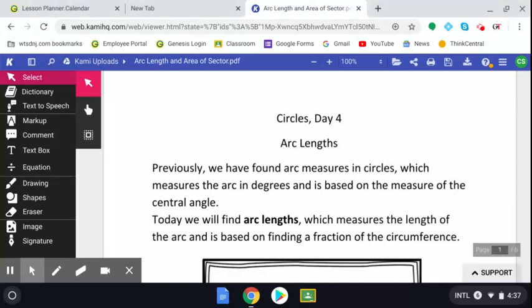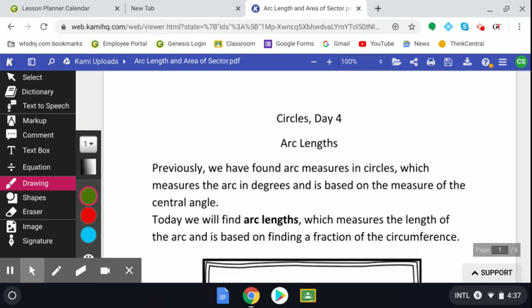Okay, so we're moving on with circles. You already know how to find circumference, diameter of a circle. You also know how to find the central angles and arc lengths and inscribed angles, inscribed quadrilaterals. So now we're going to talk about arc lengths today, which is different from arc measure.